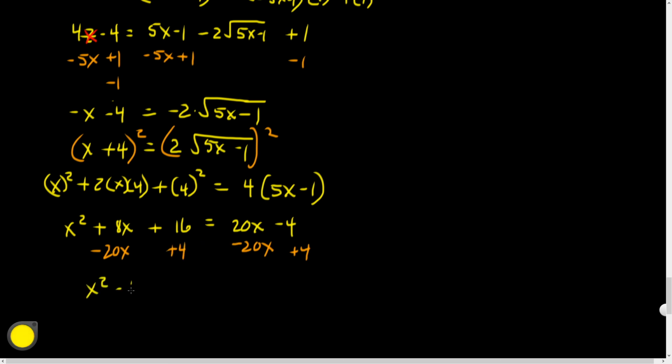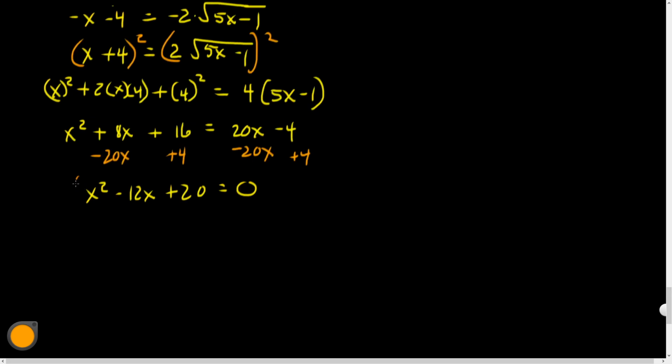X squared minus 12x plus 20 equals 0. And now I'm going to factor this, which fortunately the leading coefficient's 1, so I don't even have to do the AC method. I can just find the factors of 20. So 1 and 20, 2 and 10, 4 and 5.